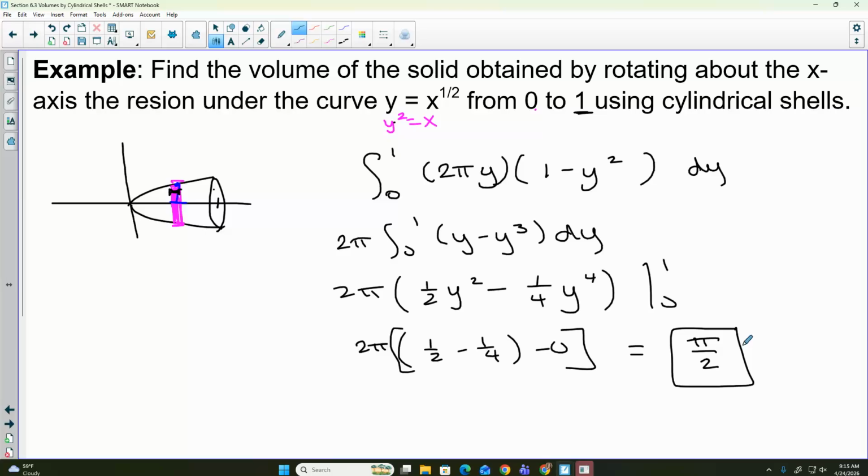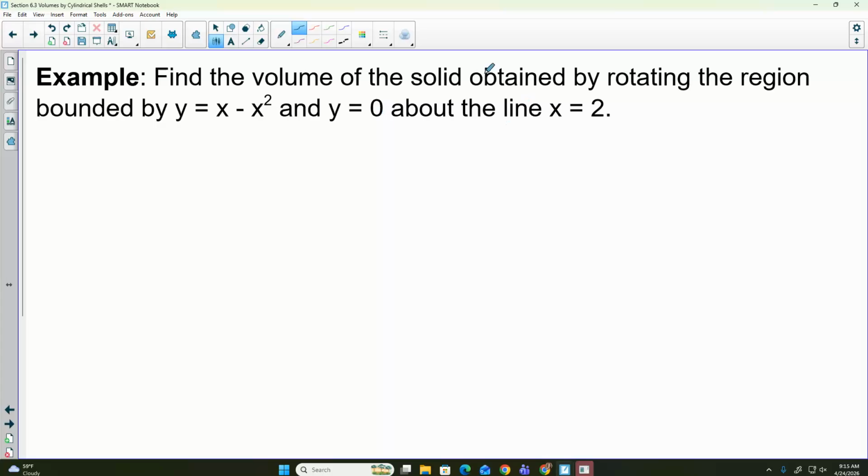So this became more complicated because we were rotating around the x-axis. The y-axis is much simpler on these. All of your homework questions are going to be around the y-axis, so they'll be more like the first couple, pretty straightforward ones. Okay. Last problem.